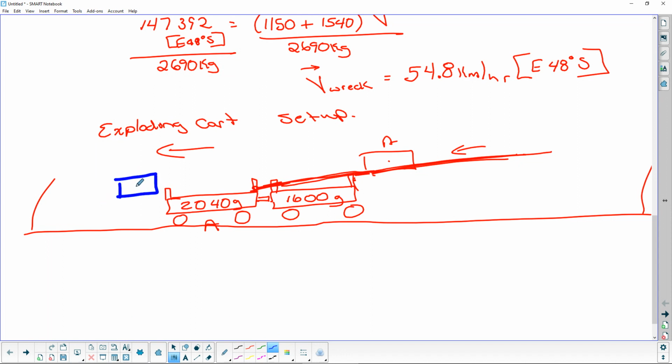And if this one's B, you're going to have your ticker tape so that when they explode, this ticker tape is moving to the right, and the red ticker tape is moving to the left.